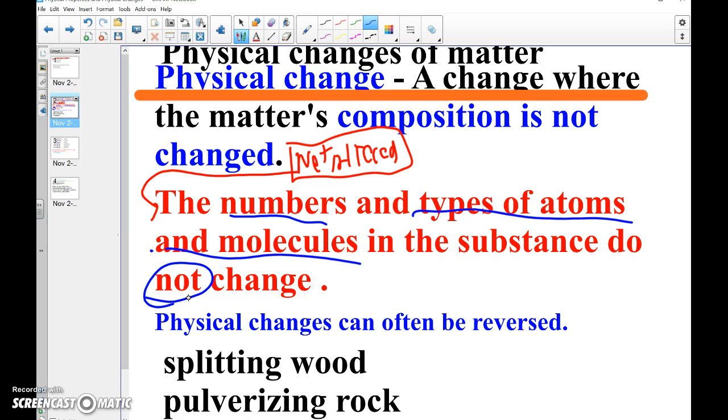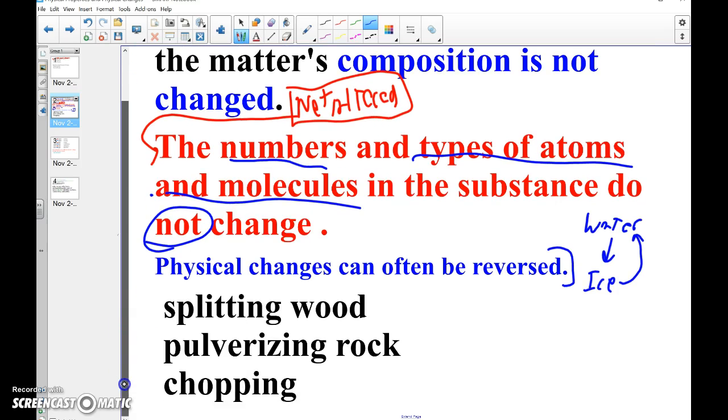Now, one of the ways that we can tell this is that physical changes can often be reversed. For instance, when I freeze water, the liquid form turns into ice. Can I melt ice? Of course I can. And so since I can reverse it, that means that it's still a physical change. It's still water. Like that part hasn't changed.